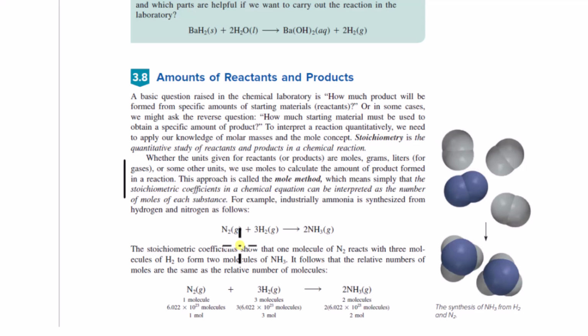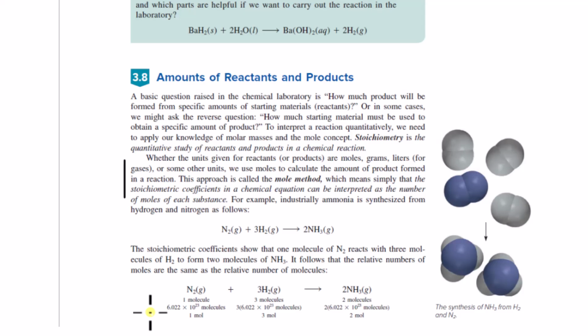So in general, the idea is we're going to convert counts and masses to moles and grams, cross that bridge, and then once we've crossed the bridge, we can convert back to whatever we want. Okay, so the stoichiometric coefficients show that one molecule of N2 reacts with 3 molecules of H2 to form 2 molecules of NH3. It follows that the relative numbers of moles are the same as the relative numbers of molecules, 100%. That should make perfect sense to you.